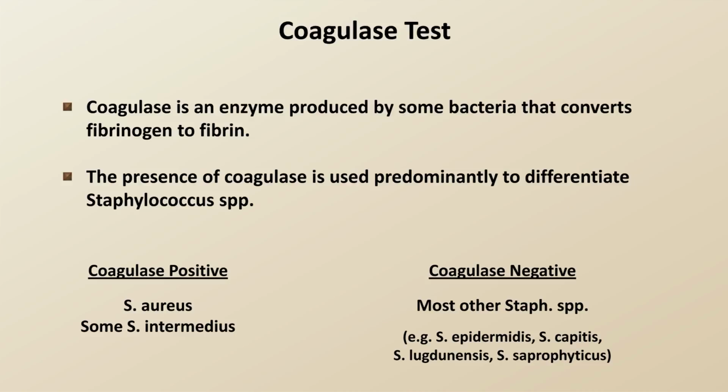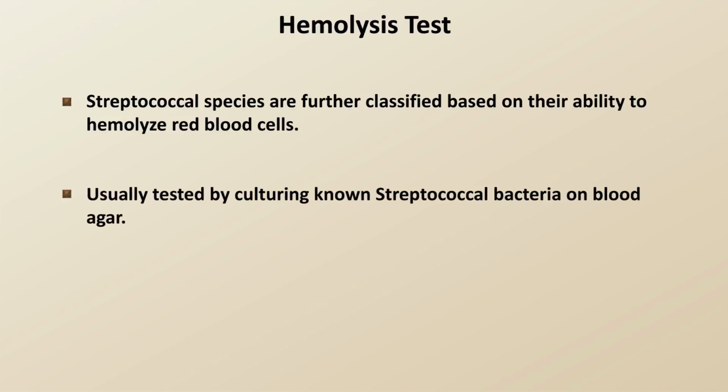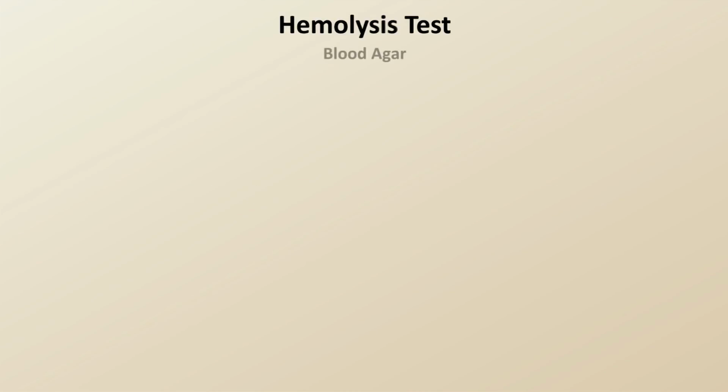The hemolysis test. Streptococcal species are further classified based on their ability to hemolyze red blood cells. This ability is usually tested by culturing known streptococcal bacteria on a media called blood agar, which generally contains either sheep or horse blood. The pattern of growth on blood agar can place a streptococcal species into one of three categories.